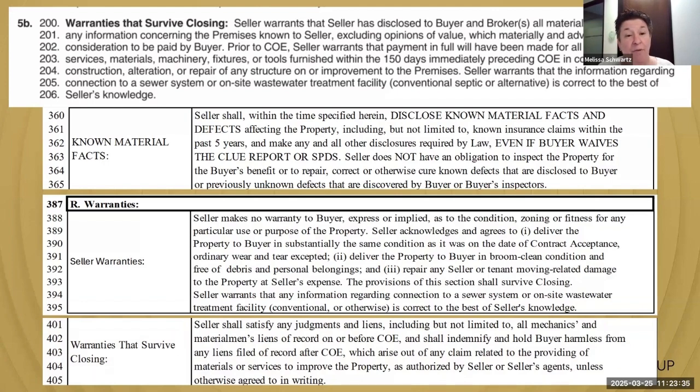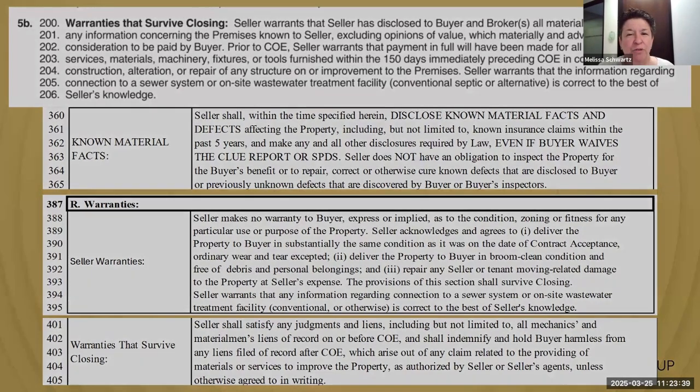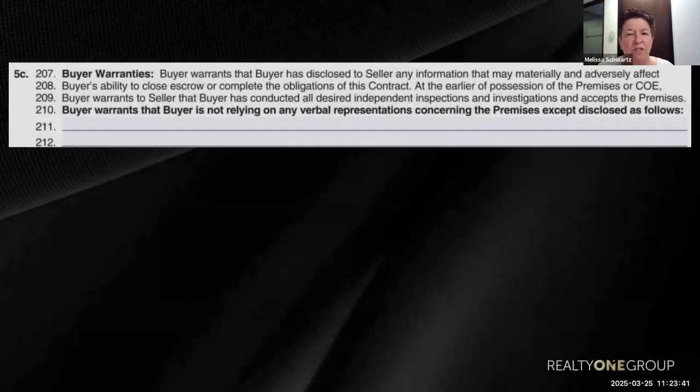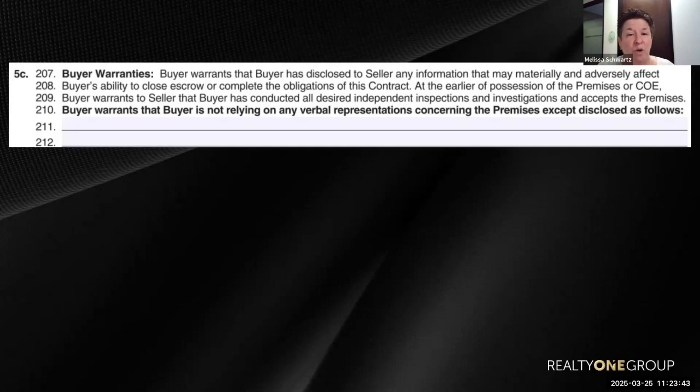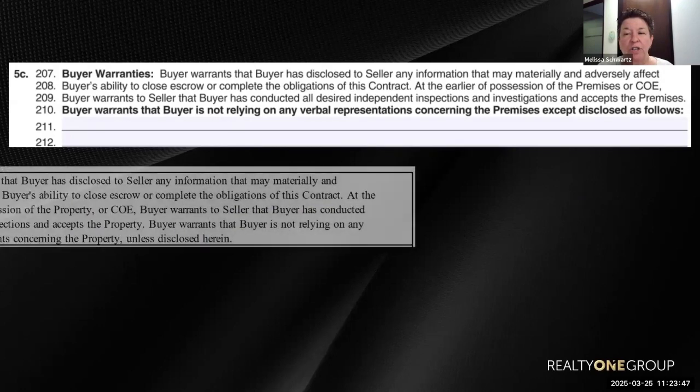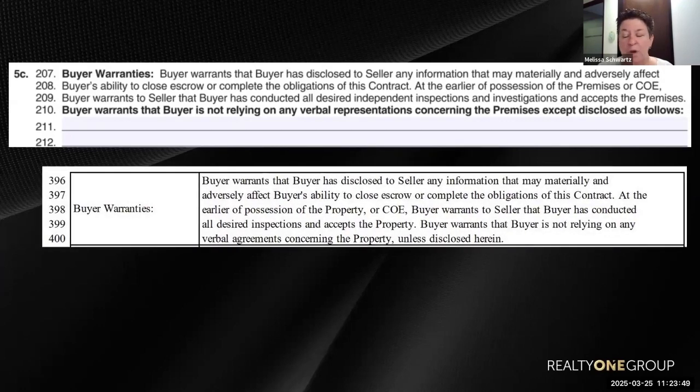For some reason, they have 3 paragraphs to R1. I'm not quite sure why. Didn't go through line by line to see whether that's something else. Then we've got buyer warranties, right? Buyer warrants the buyer's not relying on any verbal representation concerning the premises except as disclosed.